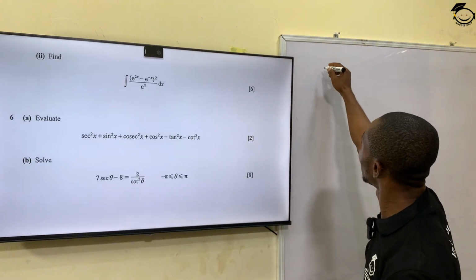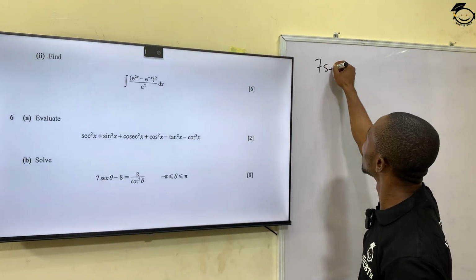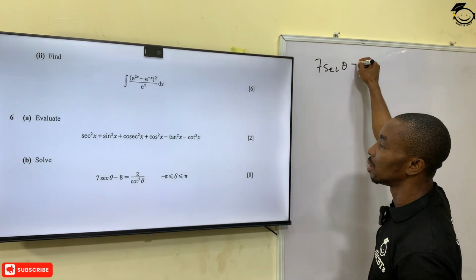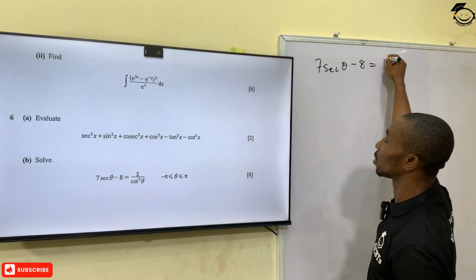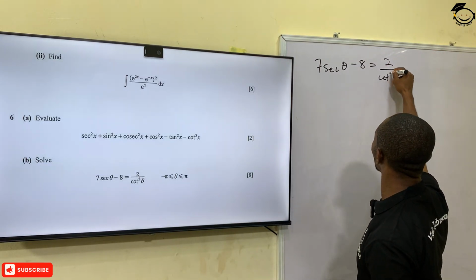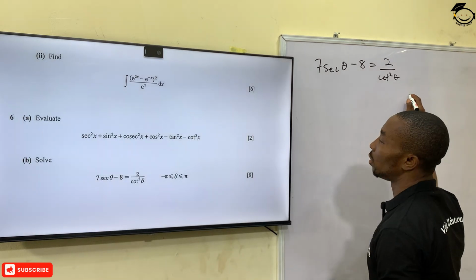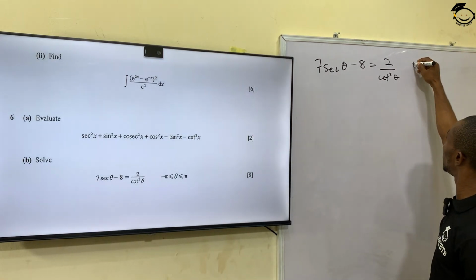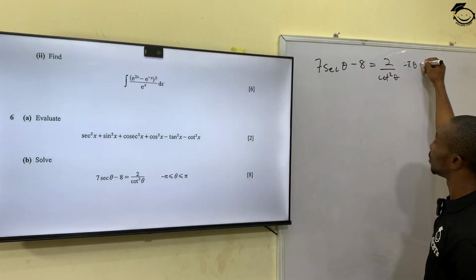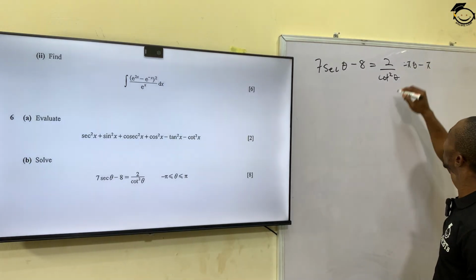Solve 7 sec theta minus 8 equals 2 over cot squared theta, where theta ranges from negative pi to pi. All right.